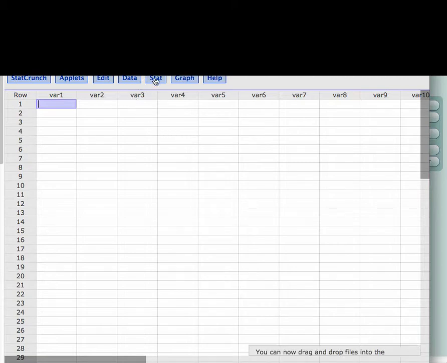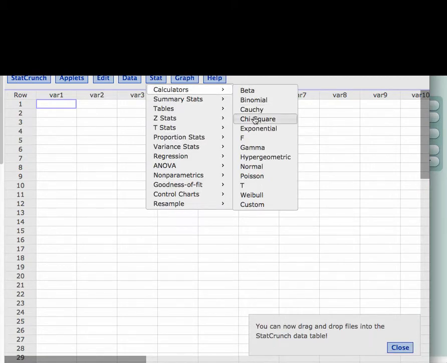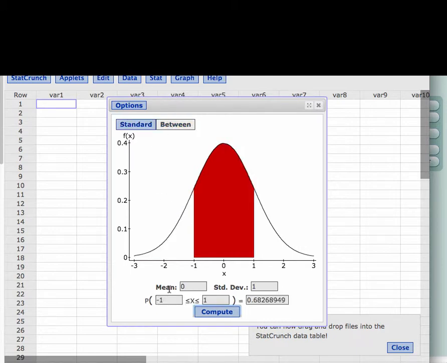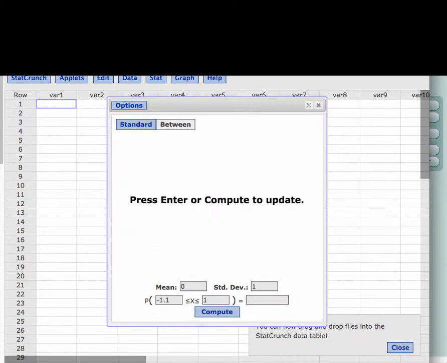So we'll click StatCrunch. We'll go to Stat, Calculators, Normal. And then I'm going to click between, leave the mean at 0, the standard deviation at 1, since we're working with z values, so we're using a standardized normal distribution. And then I'm going to find the probability that some x value is between minus 1.1 and positive 1.1.